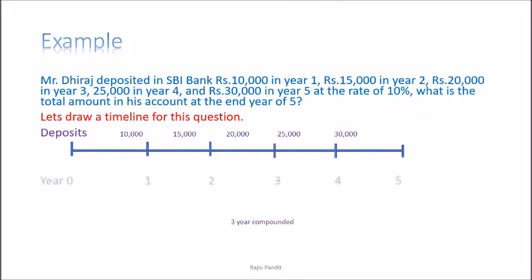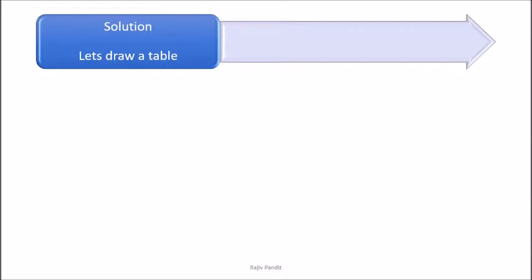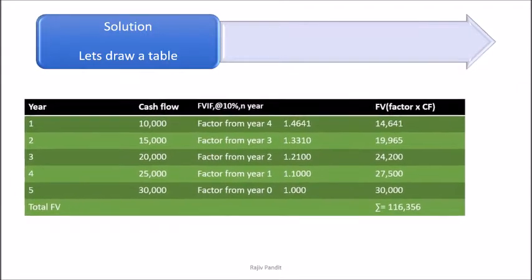Deposits are like that, and the time is 0 year, 1 year, 2 year, and so on. The amount 10,000 is compounded 4 times, 15,000 is compounded 3 times, 20,000 is compounded 2 times, and 30,000 is compounded 1 time. Let's turn to the solution for these questions.